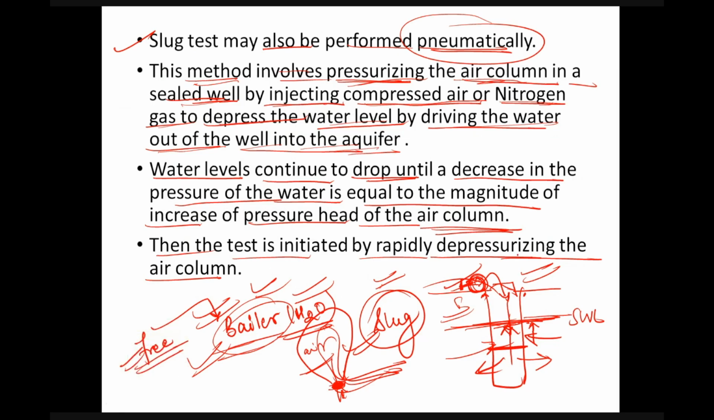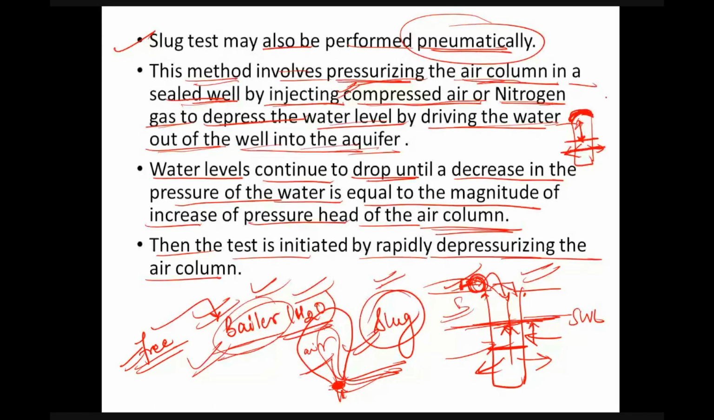So what we generally do, since we are pressurizing the water in the aquifer, we have a compressor that will inject the compressed air, or we can use nitrogen gas also. Let's say we have the water level till here, so it is exerting pressure on this water column, and since the air cannot escape because the well is sealed, this will exert pressure, and the water in this well will move into the adjacent aquifer, and this level will decline.